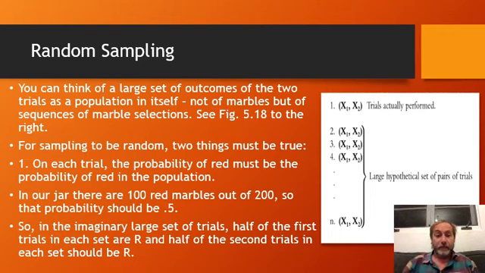So if we think about our imaginary large set of many trials, over the long term we should see that half of the first trials in the set are R's. All the X1s, half of those should be R's, and half of the X2s should also be R's. That's what it means for the probability of picking an R to be 0.5. Over the long term, half of them are in fact R's.